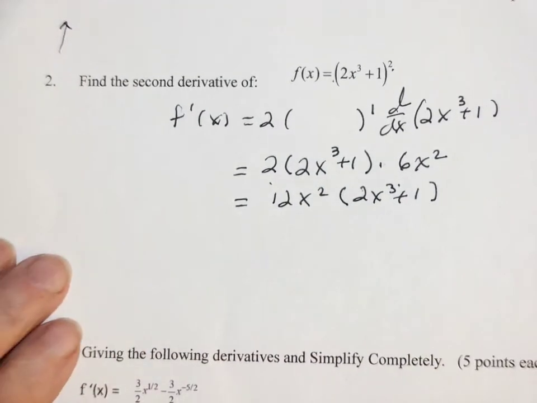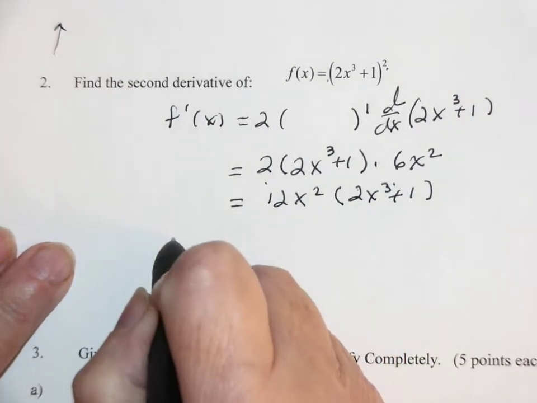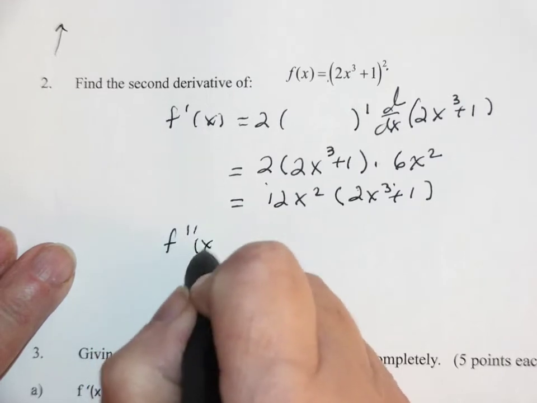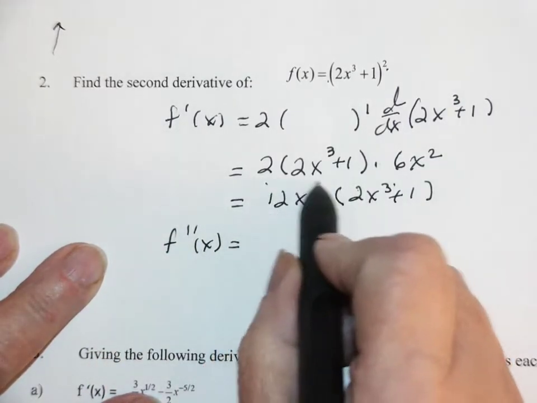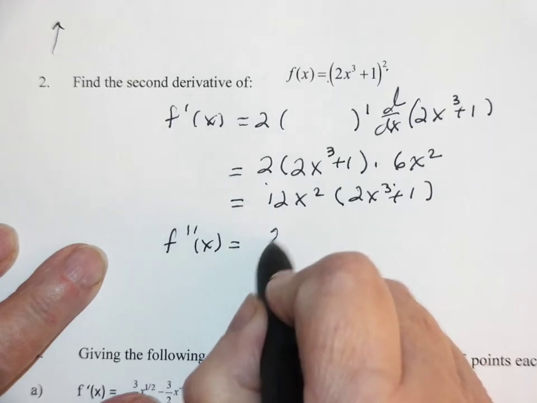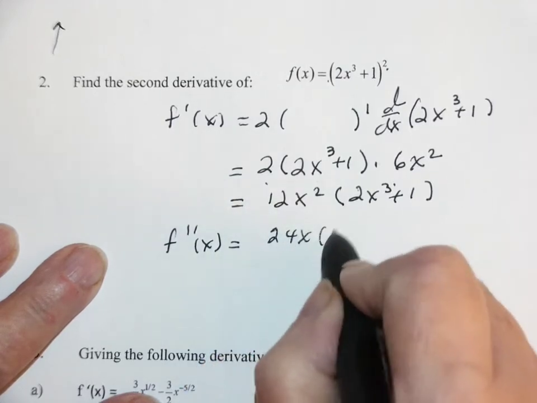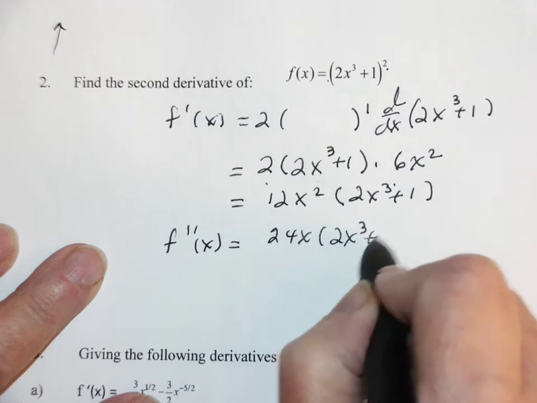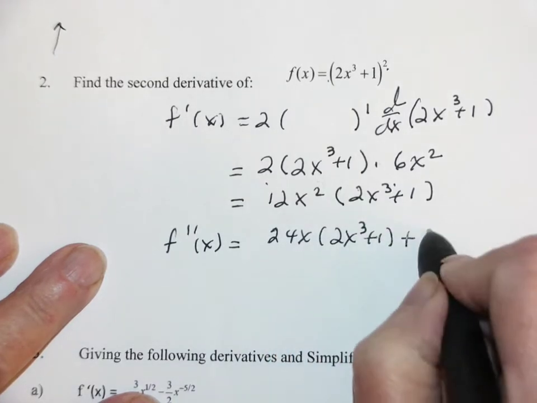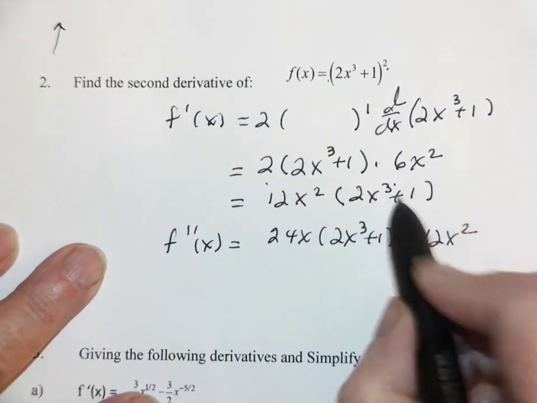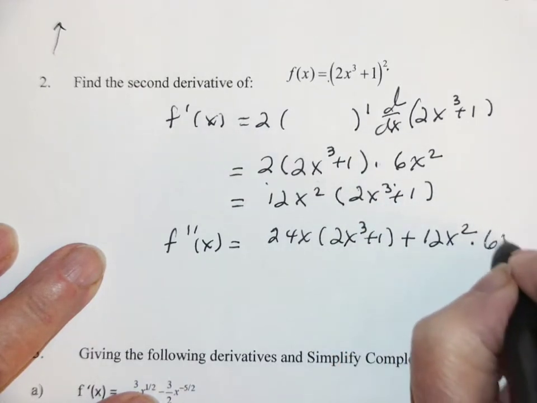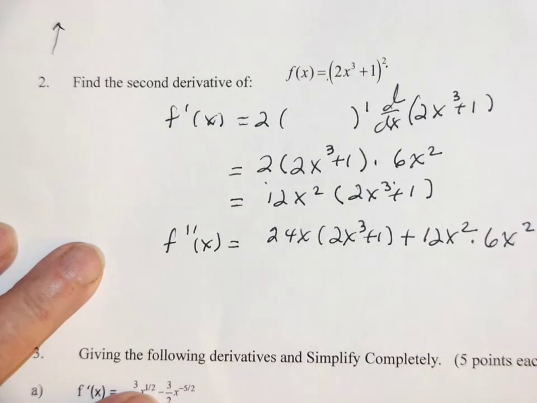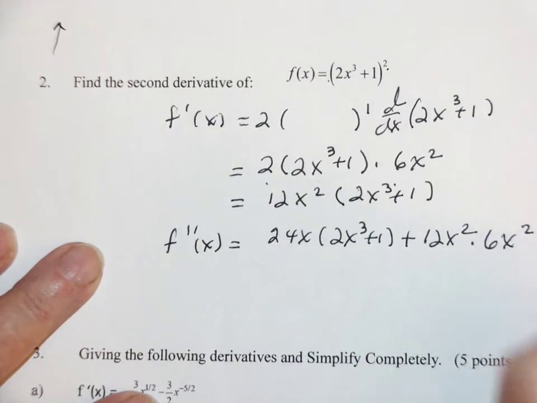So that's the first derivative. F double prime is just product rule. The derivative of 12x squared is just 24x times 2x cubed plus 1, plus 12x squared times the derivative of 2x cubed, which is just 6x squared. And that's the second derivative.